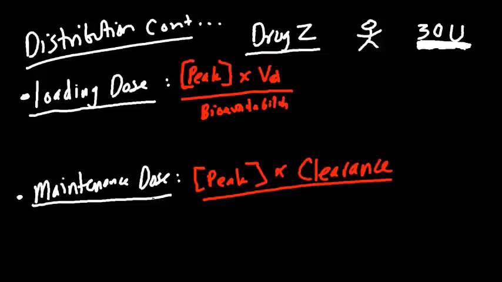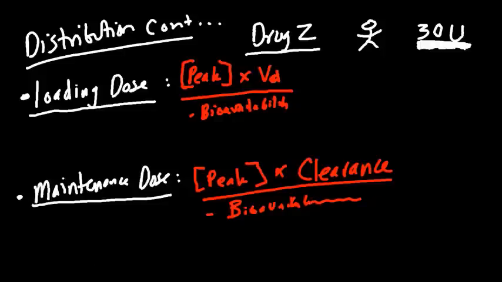Just know that our maintenance dose deals with the amount of drug we put in versus the amount of drug we get rid of, so the clearance, and we're trying to teeter-totter it around this peak concentration time. Then again, it'll be divided by bioavailability. So the bioavailability again, if it's 100%, if it's an IV drug, you can get rid of this because it's 100%, so you don't have to worry about it.